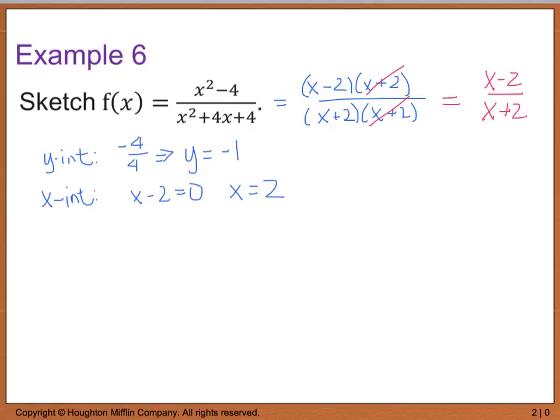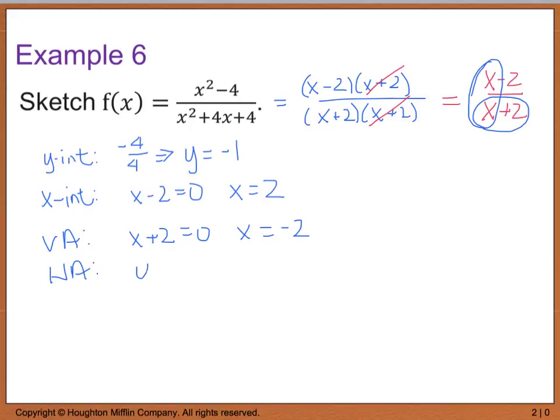Then I'm going to look at my vertical asymptotes, which come from the zeros of my denominator. Again, we're going to use these right here. So I have x plus 2 equals 0, or x equals negative 2. For my horizontal asymptote, I'm going to look at the ratio of my numerator and denominator, and specifically at the exponents. So I have a horizontal asymptote at y equals 1.